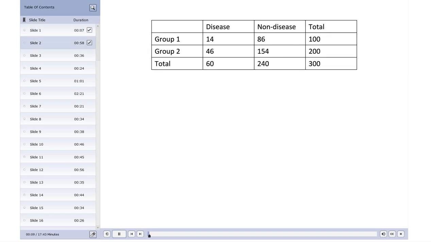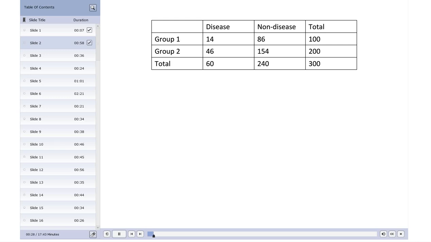This is an example of a contingency table. We have a sample of 300 people, and they're broken down according to whether they're in Group 1 or Group 2, and whether or not they have a certain disease. For example, we might be interested in a certain respiratory disease, and then Group 1 may consist of people who do not smoke, and Group 2 may consist of people who do smoke.